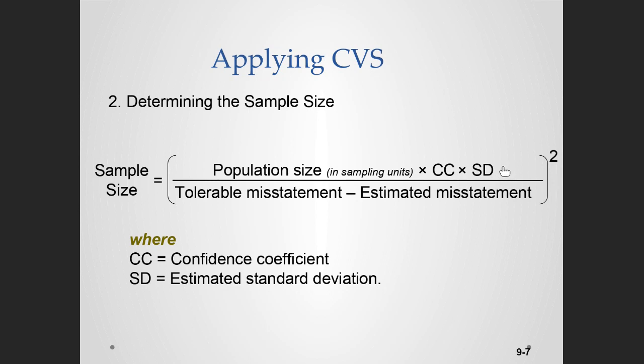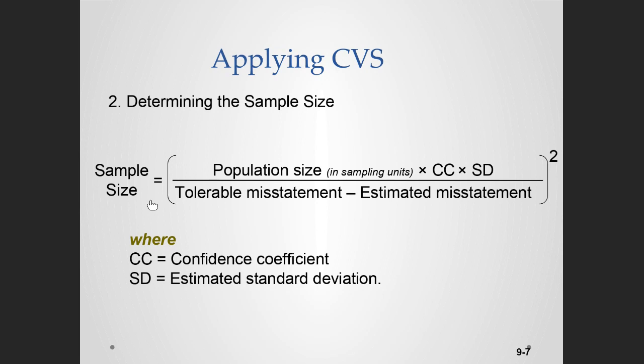For this first calculation of determining the sample size, the standard deviation is going to be provided. It will be given to you. The tolerable misstatement, everybody should know by now what that is. And then the estimated or the expected, same thing. Estimated or expected misstatement is going to go here, and you're going to take a whole square of this thing to calculate the sample size.